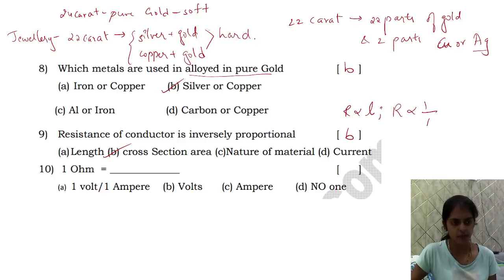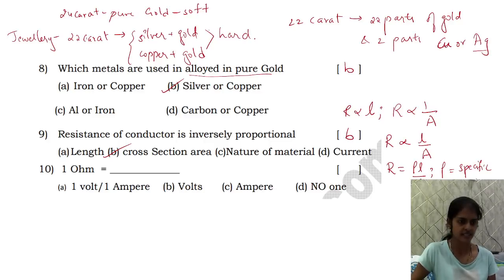Resistance is inversely proportional to the area of cross section, and directly proportional to L by A, or I can write R is equal to rho L by A, where rho is the specific resistivity. Okay, so I'm just revising all the related concepts so that will be useful. 1 ohm is 1 volt by 1 ampere. Okay, so option A is correct.